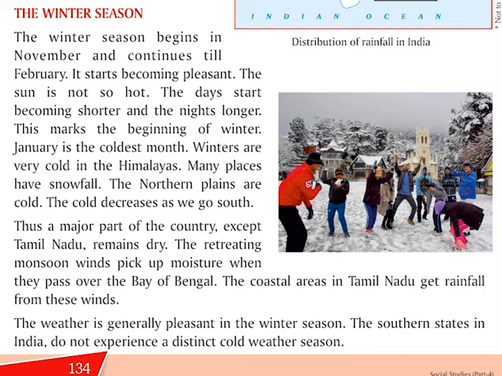Thus, a major part of the country except Tamil Nadu remains dry. The retreating monsoon winds pick up moisture when they pass over the Bay of Bengal. The coastal areas in Tamil Nadu get rainfall from these winds. The weather is generally pleasant in the winter season. The southern states in India do not experience a distinct cold weather season.